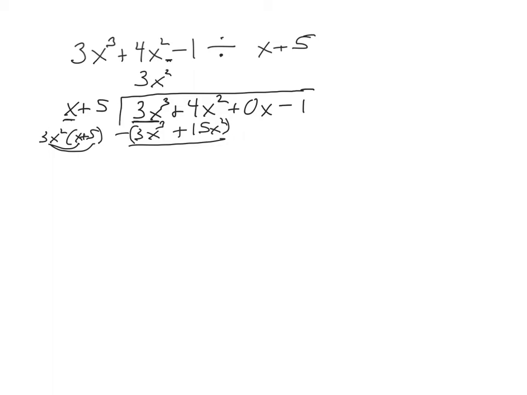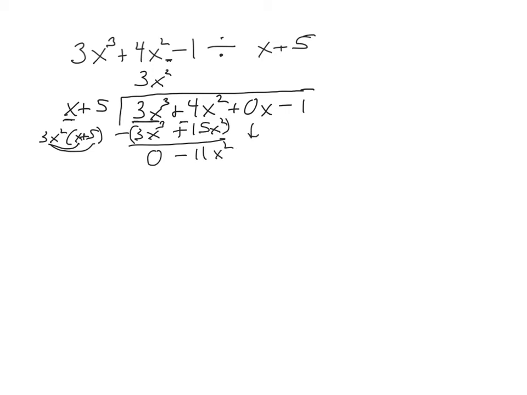You don't just subtract the first term, you subtract that entire expression. So I always put parentheses, and then what I'll do is say, okay, well, the first term goes away as it should, so there's 0x cubed left. The negative also goes to the 15x squared. So now I have 4x squared minus 15x squared, which leaves me with minus 11x squared.